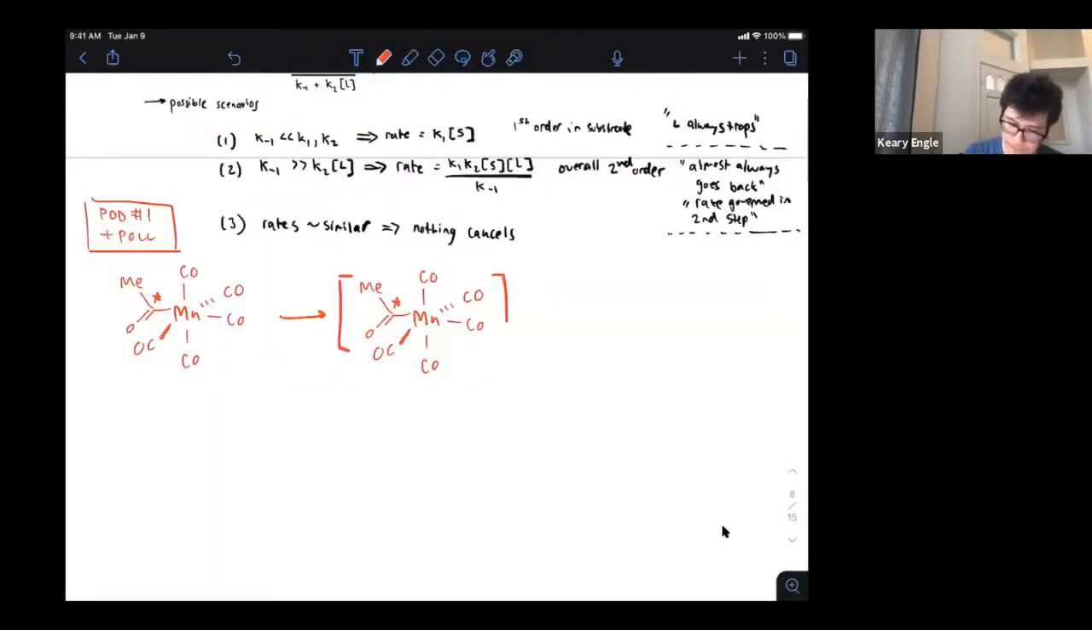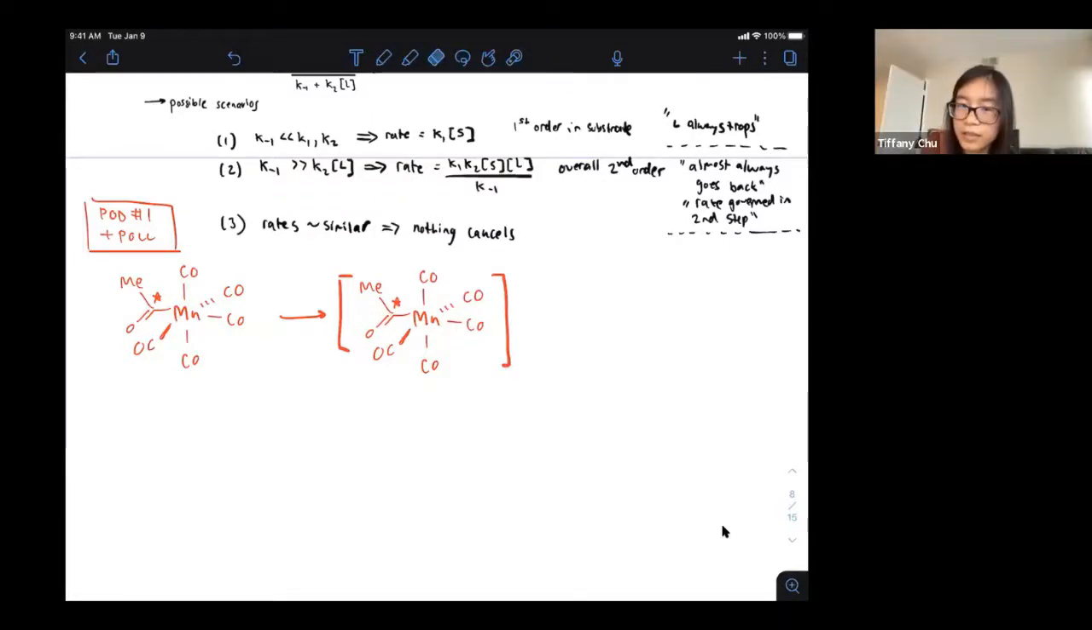Okay, Tiffany, what do you think? Yeah, so I picked A for this one. Somehow in this reaction, you need the methyl group to insert and then one of the carbonyls to leave. I'm not really sure what the intermediate would look like, honestly. Okay. I think you might be overthinking it.